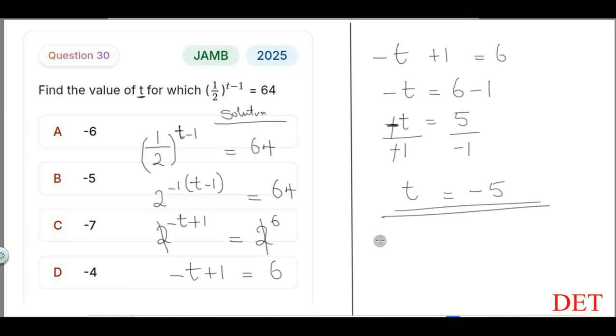All right, so the correct answer to this 2025 JAMB question is option B, -5. This is a very simple and straightforward question. If you don't understand it, you can go over the video again and again until you understand every single step in the calculation.